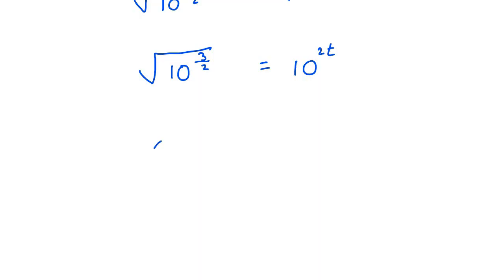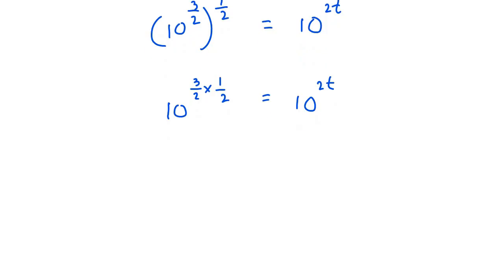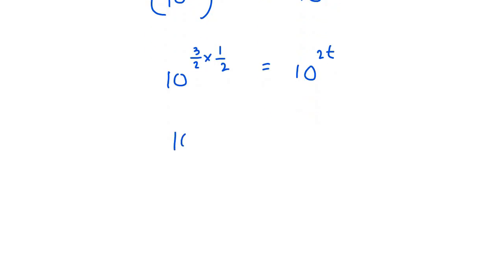Then we can write 10 to the power 3 by 2 whole to the power half equals 10 to the power 2t. Then we can write 10 to the power 3 by 2 times half equals 10 to the power 2t. Next we can write 10 to the power 3 by 4 equals 10 to the power 2t.